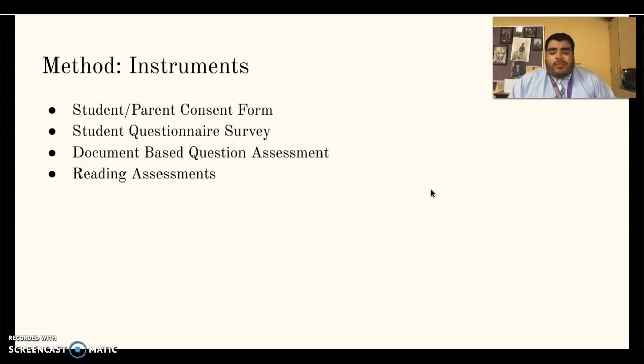The instruments that I used for this research were student and parent consent forms, primarily because some of the questions I asked the students regarded what type of capabilities their parents and families had. Student questionnaire surveys, which consisted of simple Google Forms that they used in class. Primarily, I gave them extra credit for that. Document-based question assessments, which were a final assessment for the students in my class, and then also reading assessments throughout the semester.